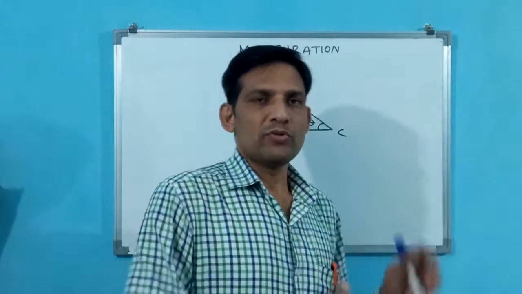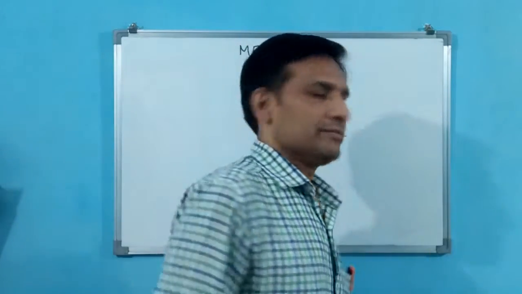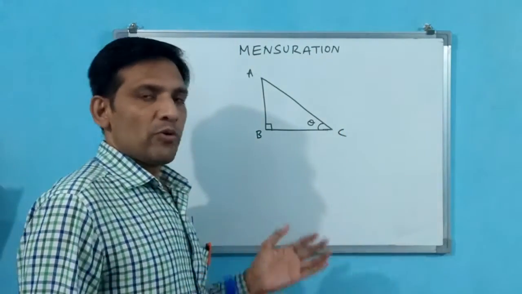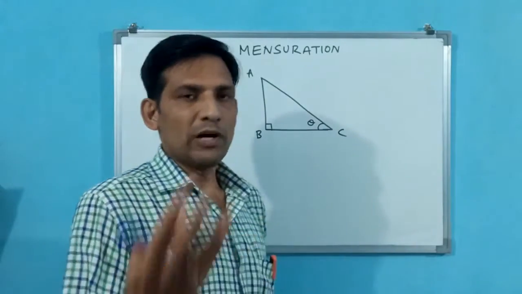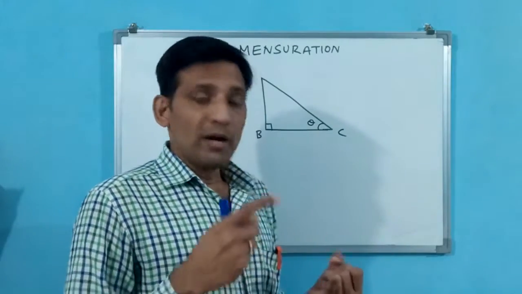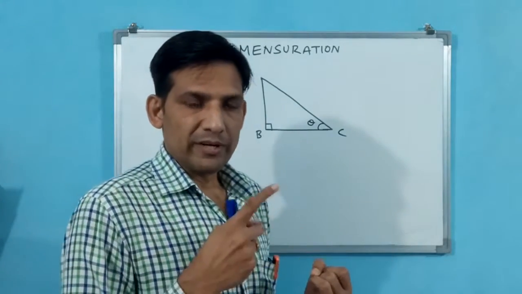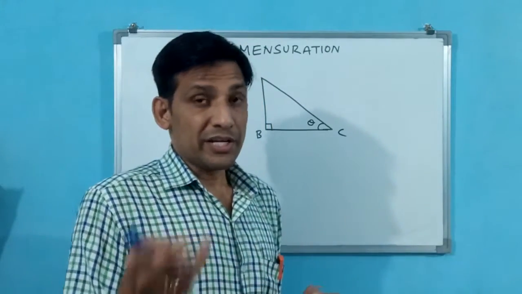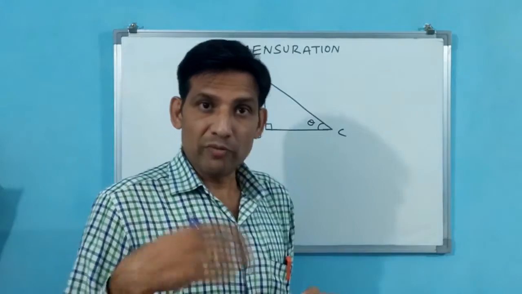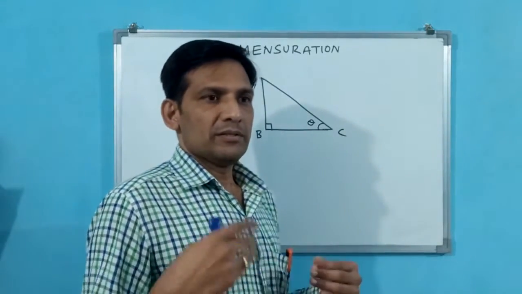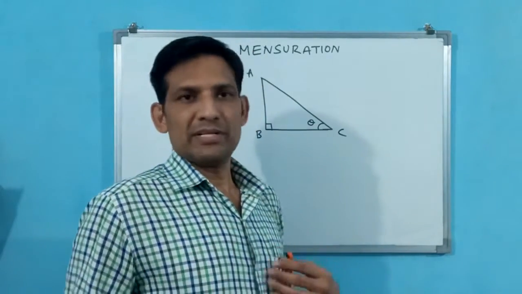Geometrical figures we have already seen. Based on geometrical figures only, we are going to proceed further for mensuration. In mensuration, we are going to find areas, volumes, or perimeters also. That means perimeter or circumference is a linear dimension. Areas are square dimensions. Volumes are cube dimensions.